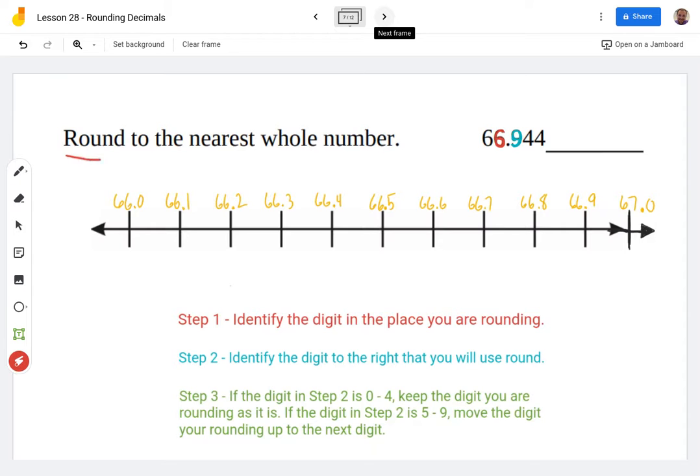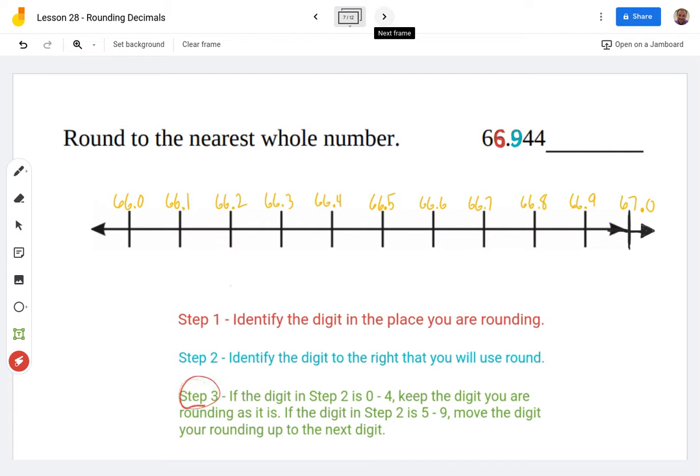In this example, we're asked to round to the nearest whole number. Whole number is another way of saying the ones place. So step 1 says identify the digit in the place you are rounding. That's the ones place, and that is a 6. Step 2, identify the digit to the right that you will use to round. That digit to the right of the ones place is the tenths, and the digit there is a 9.